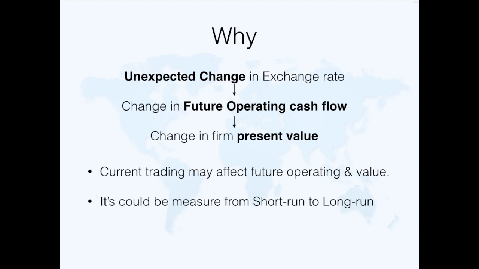Because operating exposure mainly considers how an unexpected change in exchange rate will affect changes in future operating cash flow and the firm's present value. And current trading may affect the future operations and value of the firm. So that's why we say operating exposure is more than economic exposure. And it could also be measured from the short run to the long run.